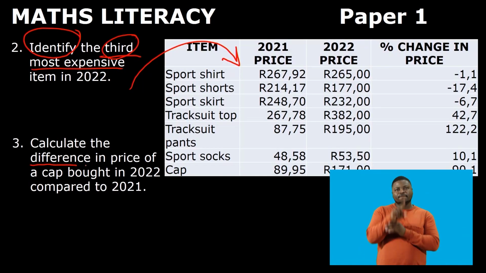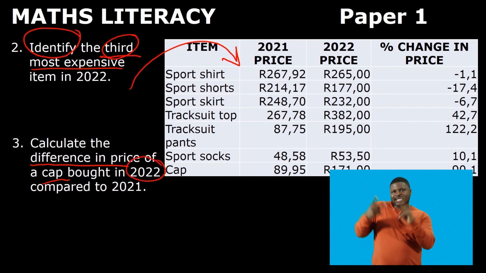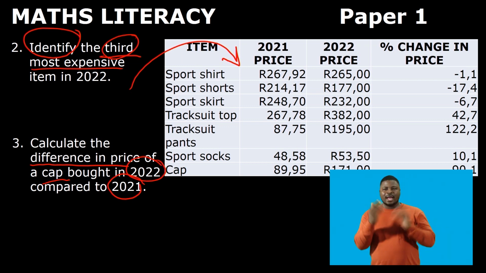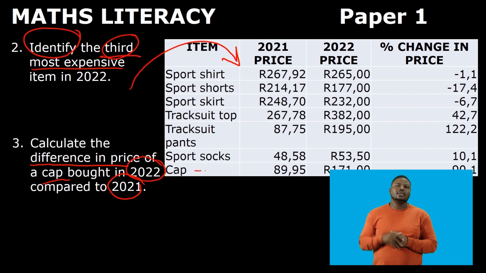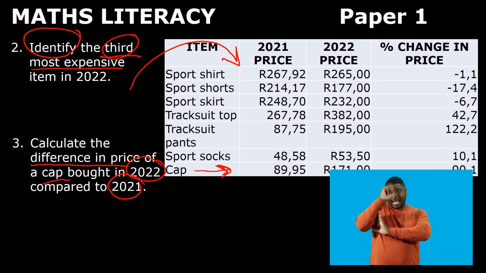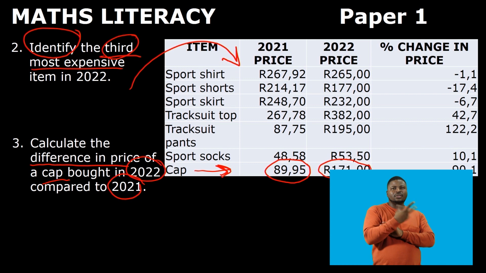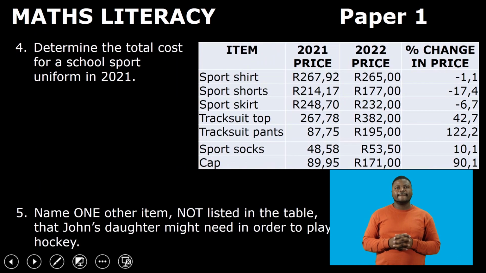And then question number 3, calculate the difference in price of a cap bought in 2022 compared to 2021. Now what you must do is find the cap in the table, and then you'll say the price for 2022 minus the price in 2021, because it's the difference.